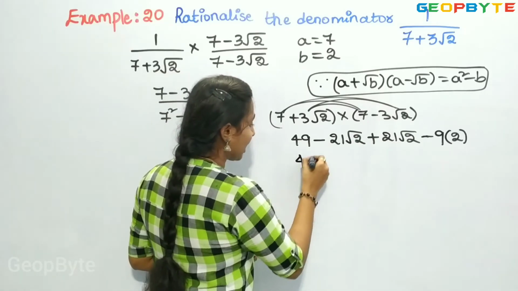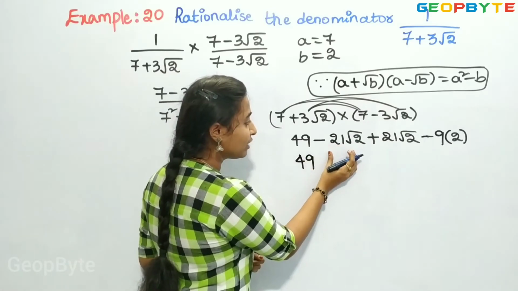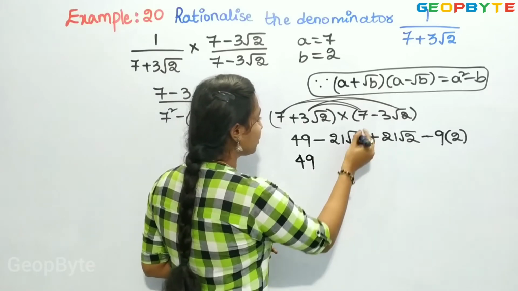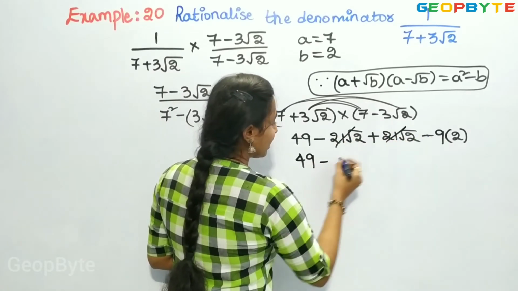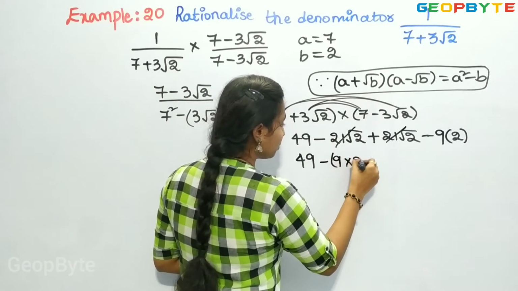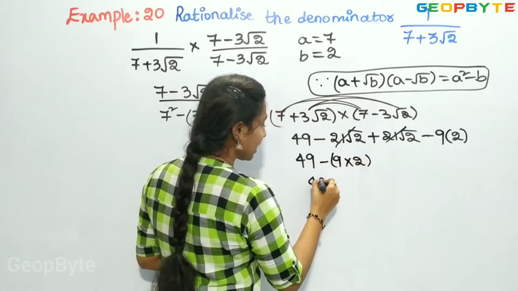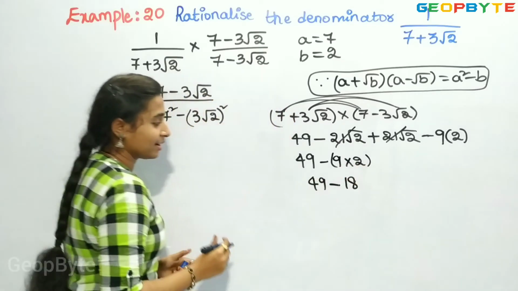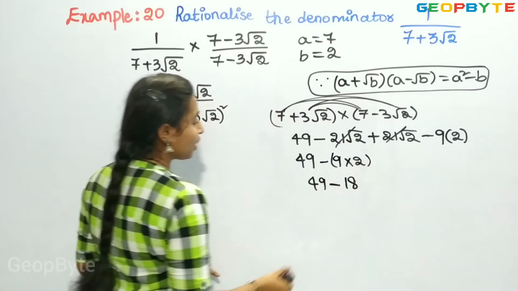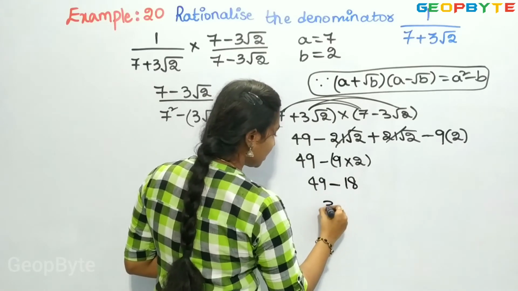Now 49, this minus 21 root 2 plus 21 root 2 gets cancelled. Now what is left? 9 into 2. So 49 minus 9 twos are 18. So now 49 minus 18 gives you 31.